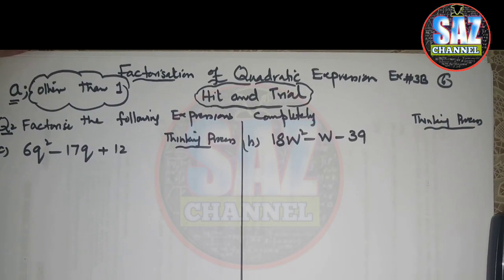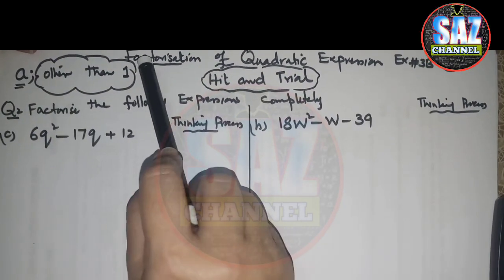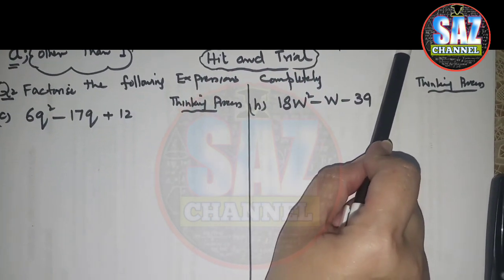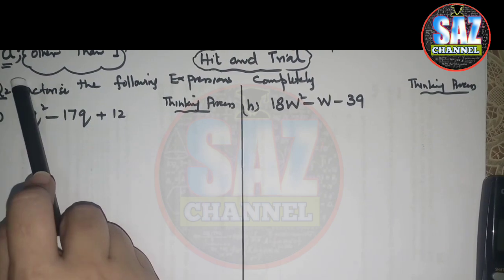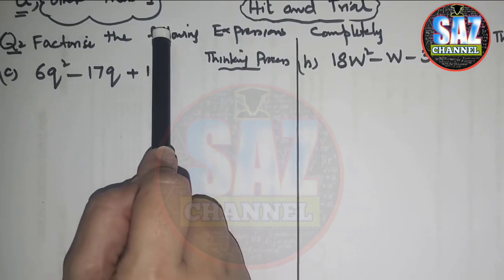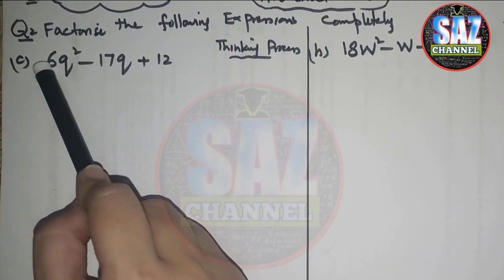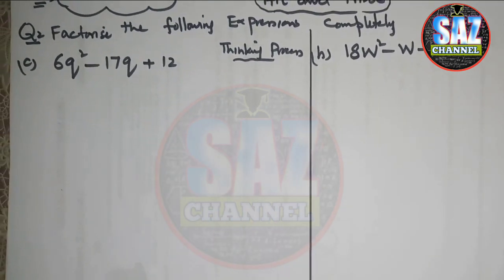Assalamu alaikum. This is my sixth video of factorization of quadratic expression, exercise 3b, question number 2. In this video I will be completing question number 2. Here the coefficient of the square term is other than 1. Let's move to the question.